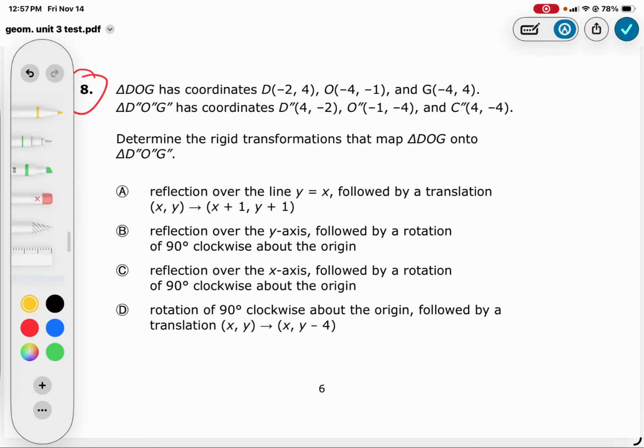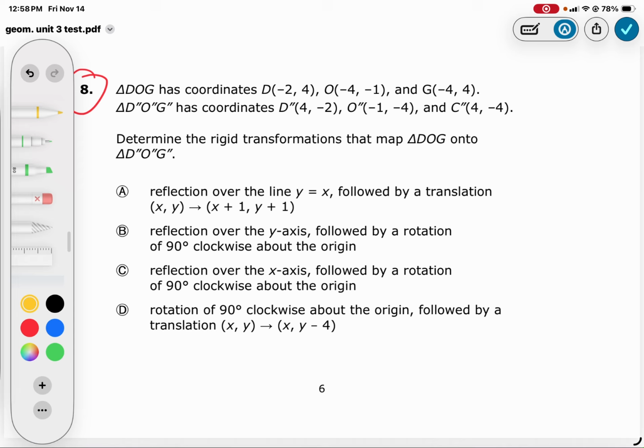Today we're going to be reviewing question number 8 from a Geometry Unit 3 test. With this problem, they're asking us to determine the rigid transformations that map DOG onto DOG double prime. The number of apostrophes tells you how many transformations it went through. For this one, there were two transformations because each letter has two apostrophes.